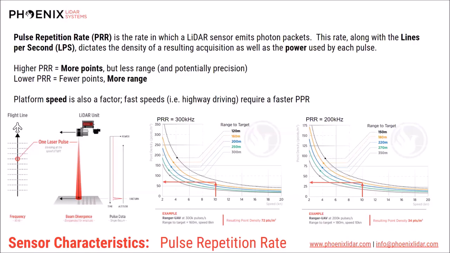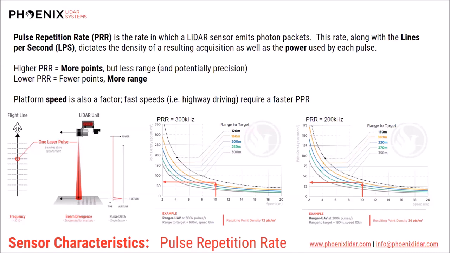So pulse repetition rate is simply how many pulses are being emitted from the laser over a given period of time. So a higher pulse repetition rate, obviously you get more points, very obviously. But because you are shooting more lasers out of the system over a given period of time, the power is kind of split between these pulses. So range can often be, or is, minimized with a higher pulse repetition rate.